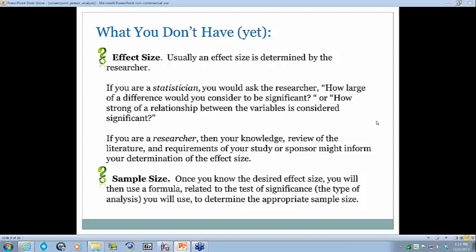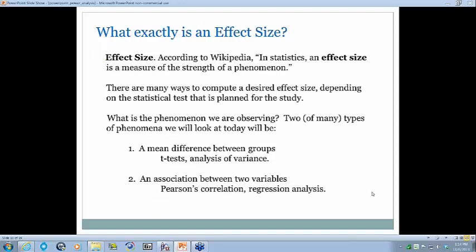If you're a researcher, then you need to kind of know that for yourself or find it, maybe from other researchers you know, or a literature review. Maybe the sponsor of your study might have had this done before, or they have a certain effect they need to look at. So once you know that effect size, then you can use a formula related to the type of test you'll be using to determine what sample size you need. And this is where it gets really a little bit crazy. So just bear with me. We're not really going to do any computing of formulas today.